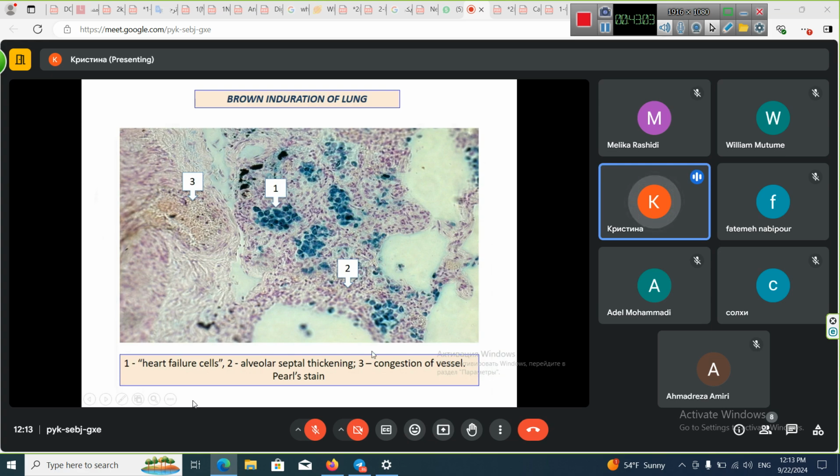Number 3 is for congestion of blood vessel. Here is the wall of the blood vessel. We cannot say which blood vessel this is, but it should be the vein. Congestion is when blood stays in veins and cannot go further towards the heart because of heart failure. So if we are talking about congestion, this blood vessel should be the vein. It is overfilled with red blood cells. So here we have the congestion of blood vessel.